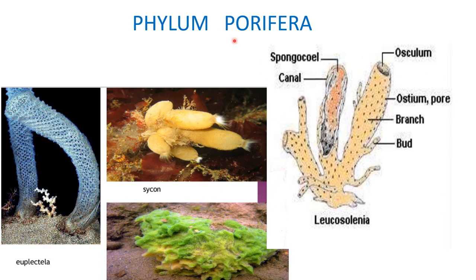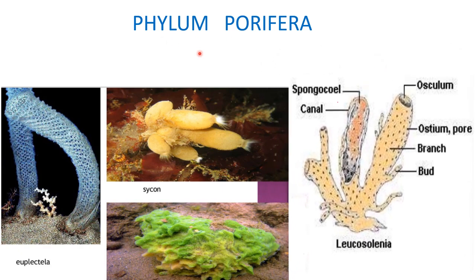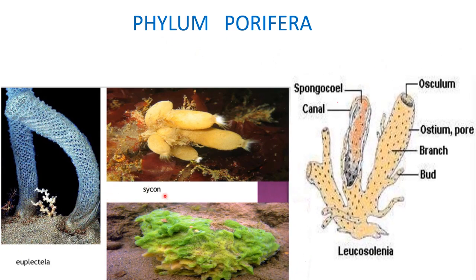The pore-bearing animals are called sponges, which come under Porifera. We are seeing some images of this, Leucosolenia. The water transport system is very special in sponges. The water enters through pores, a single pore being called an ostium. It flows through the spongocoel and comes out through the osculum. They possess a special water transport system or canal system.